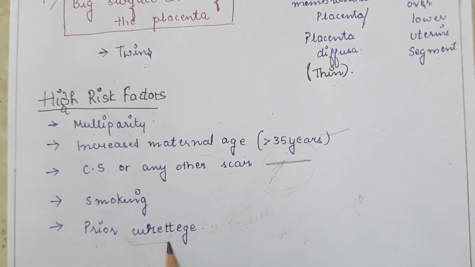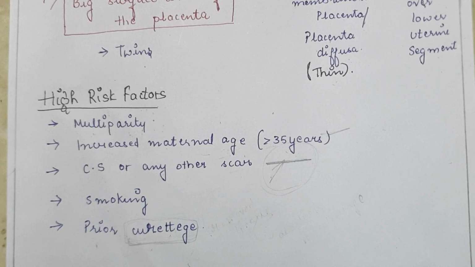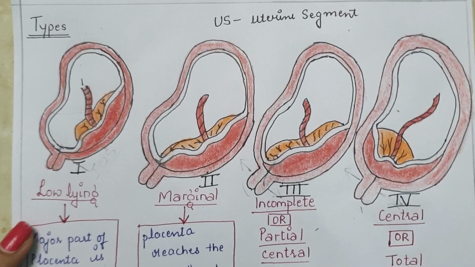Curettage is a procedure in which the tissues from the uterine cavity are removed in the case of abortion or miscarriage. When abortion or miscarriage occurs, there are some tissues which are left inside the uterine cavity. So this is a procedure in which the remaining tissues are removed. So that's all about the high risk factors.